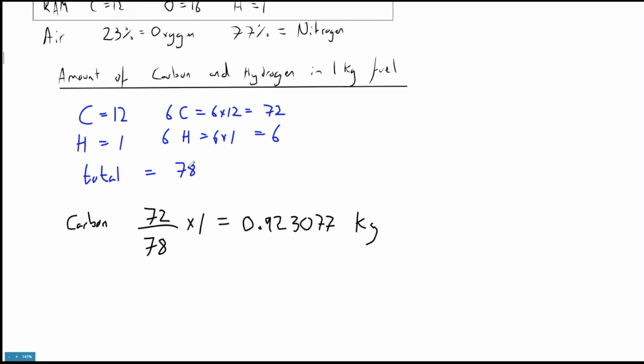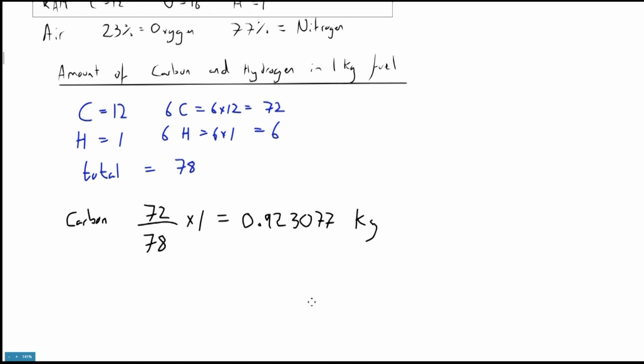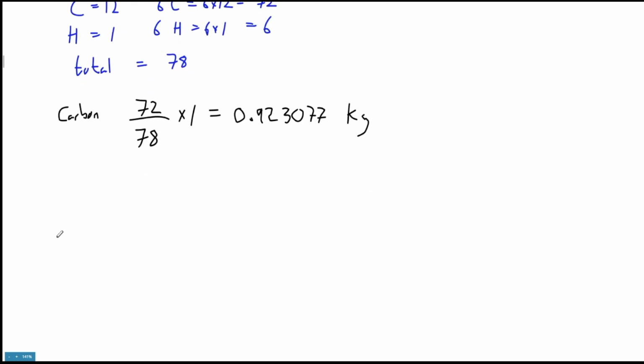Let's do the exact same thing for hydrogen. I'm going to leave a little space. So let's do hydrogen. Hydrogen is going to be the 6 out of 78, again, times 1.